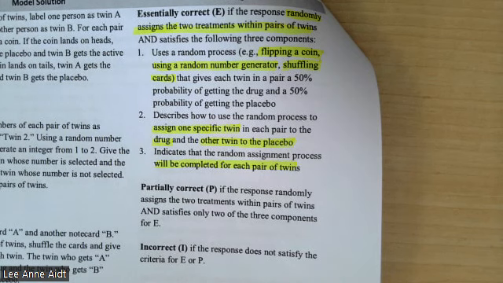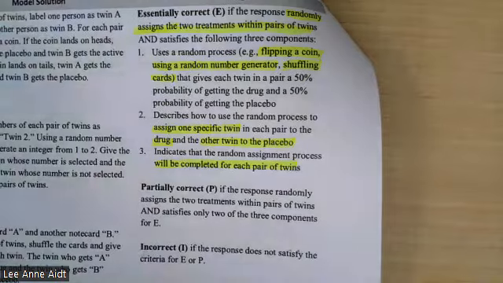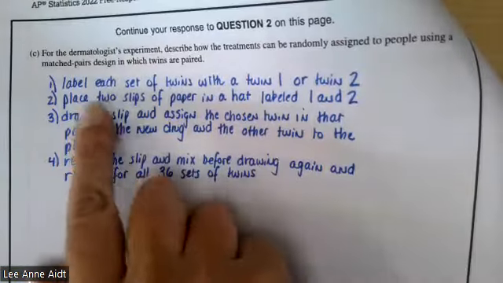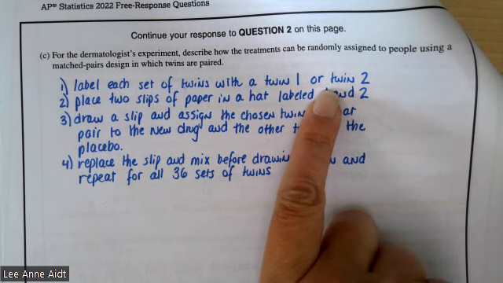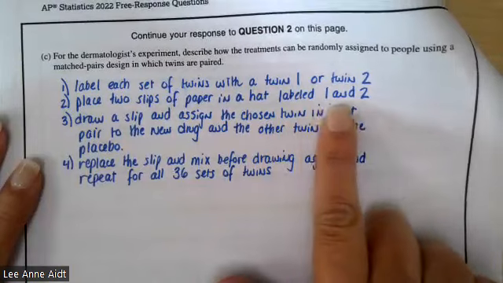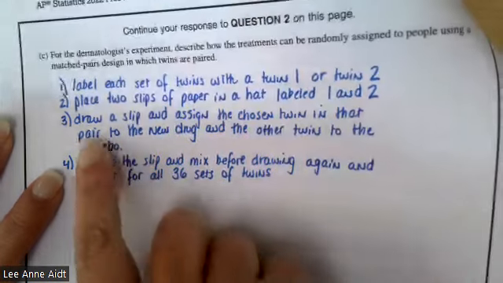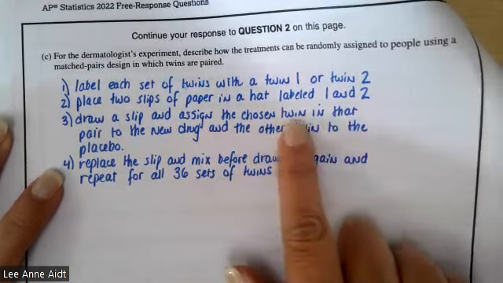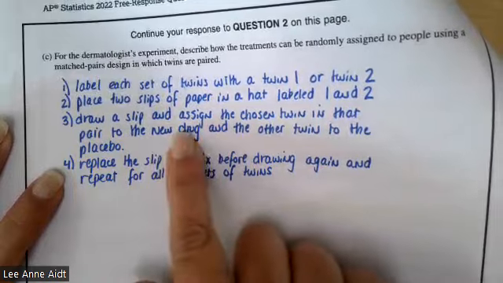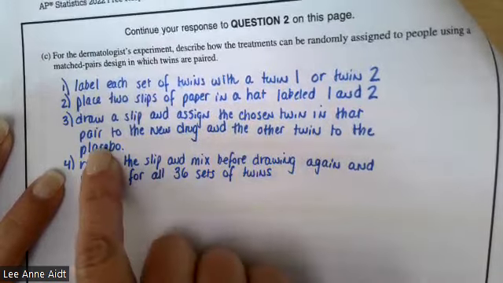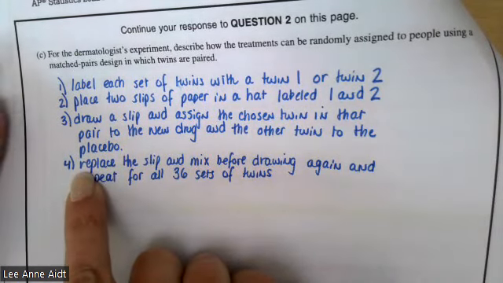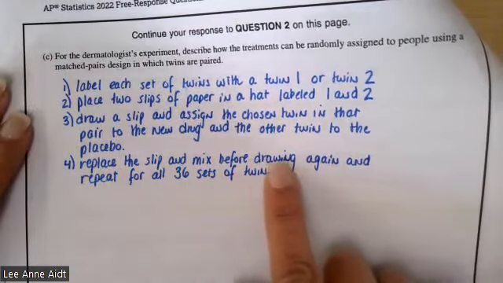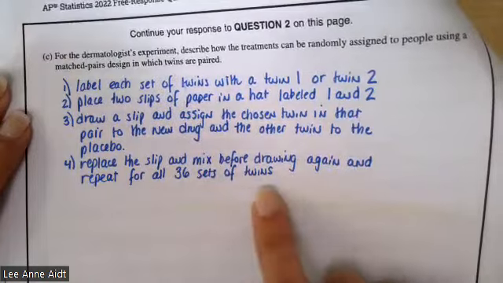Hey, it's good. Okay. This is what I put. Label each set of twins with twin 1 or twin 2. The labeling is extremely important. Place two slips of paper in a hat labeled 1 and 2. Draw a slip and assign the chosen twin in that pair to the new drug and the other twin to the placebo. This is also, if you're going to use slips of paper, extremely important. Replace the slip and mix before drawing again and repeat for all 36 sets of twins.